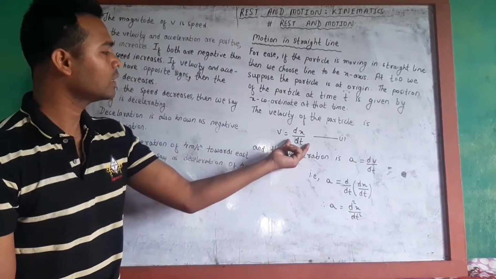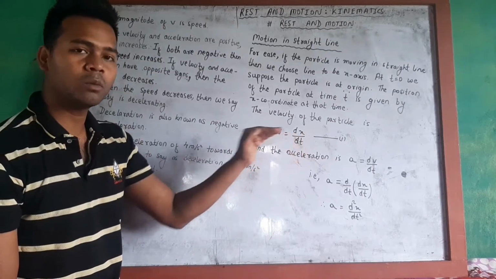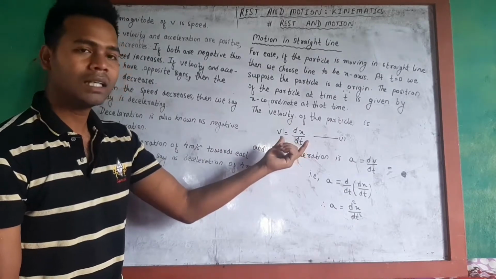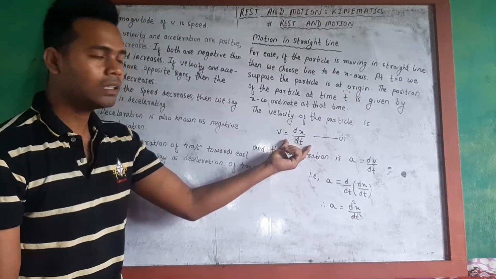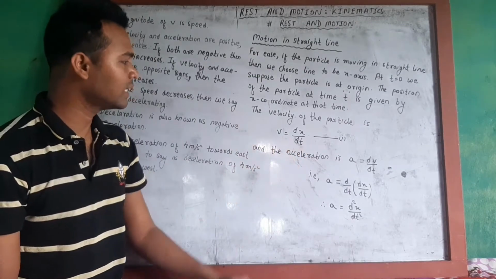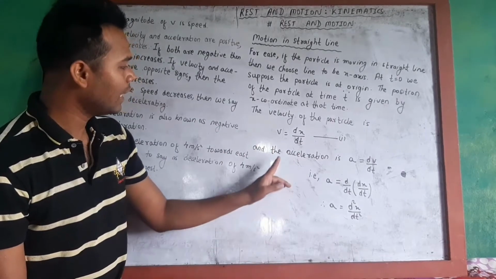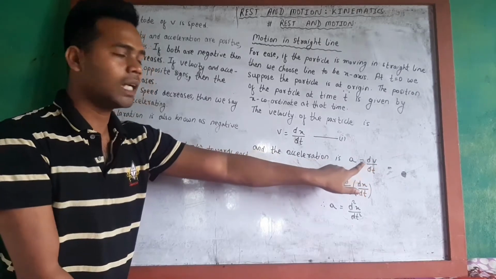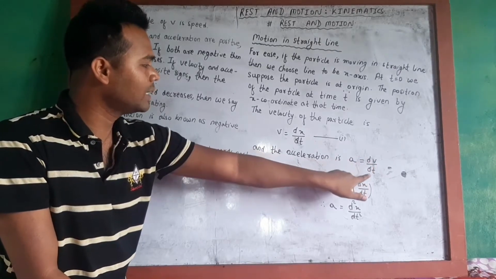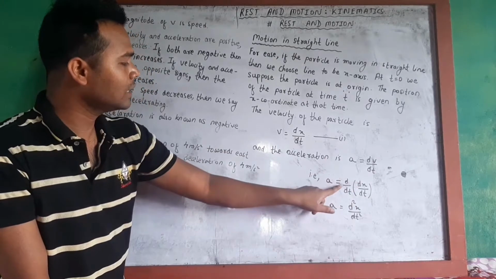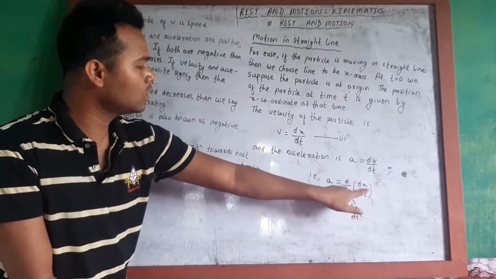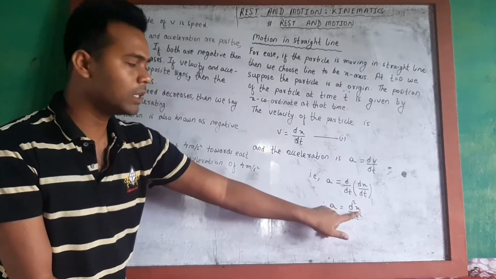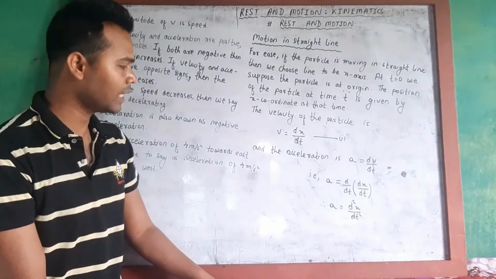That's why if velocity is positive, the body is moving towards the positive x-axis. If the velocity has a negative sign, then the body is moving towards the negative x-axis. And the acceleration is the derivative of velocity with respect to time. That's why a equals dv by dt. That is, a equals d by dt of v, but v equals dx by dt. That's why acceleration is the second derivative of displacement with respect to time.